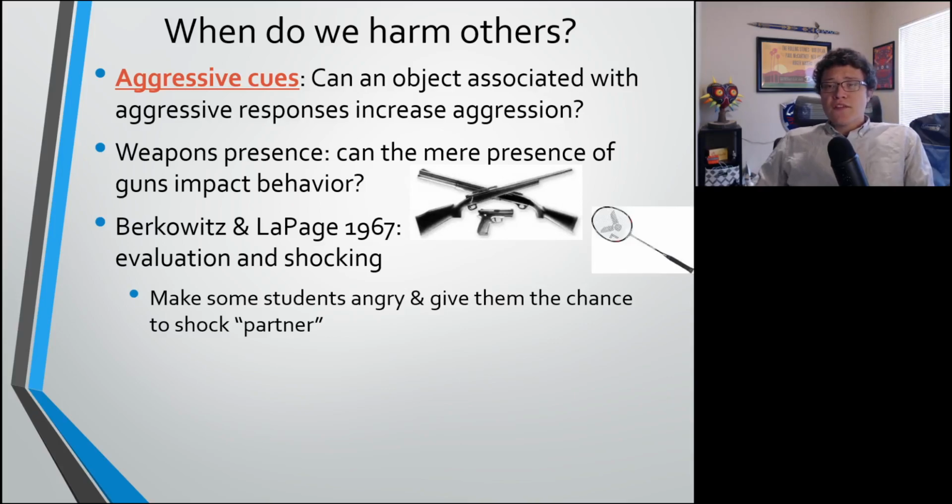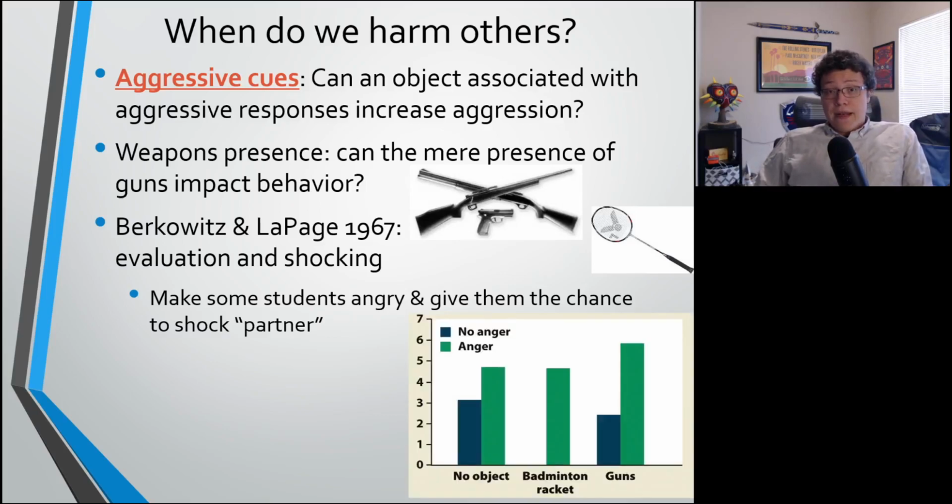But in the other condition, they use a tennis racket, or a badminton racket. What's so interesting is that in the anger conditions, guns typically make people more likely to act aggressively. But not only that, in the no-anger conditions, we see that having guns still leads to more aggressiveness than badminton rackets. So again, something interesting to be looking at here.